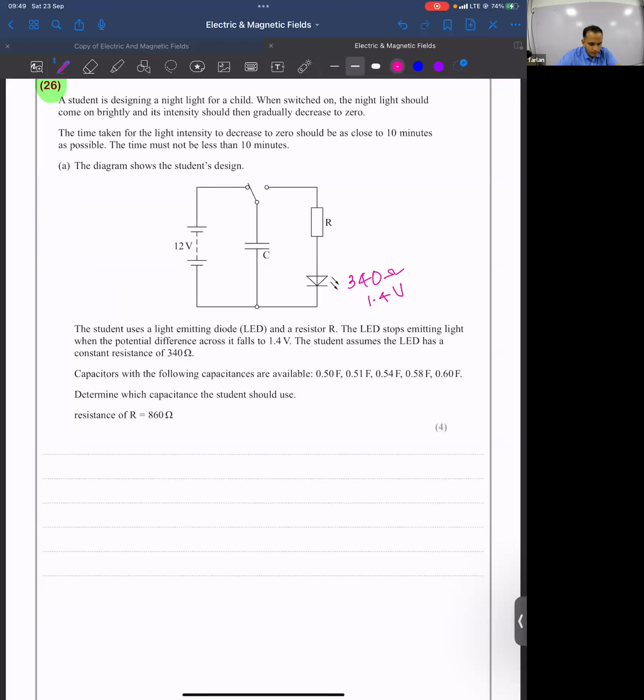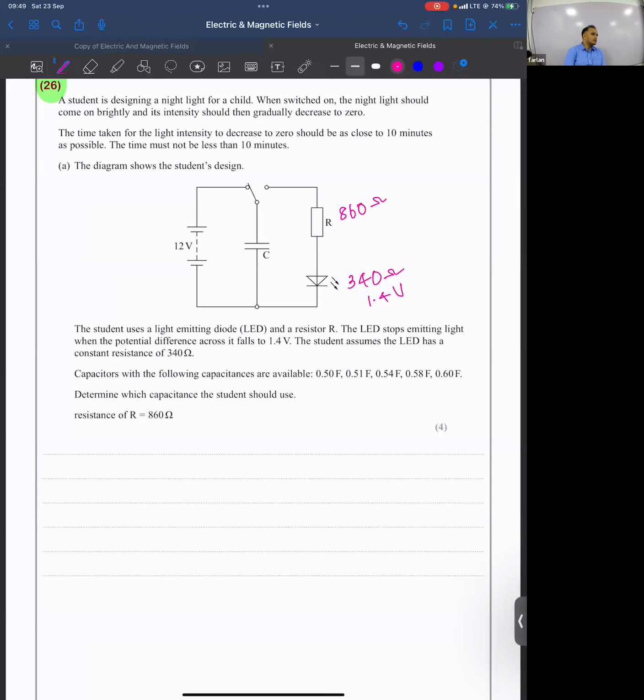Capacitors with the following capacitances are available. They have given a few options. Determine which capacitance the student should use. The resistance of the fixed resistor is 860 ohms. Now, the question is which one will work?